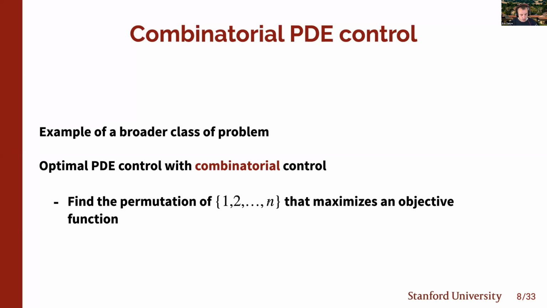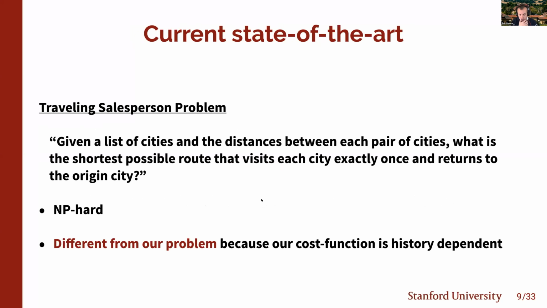So before moving on and explaining how we approach this problem, I want to mention a little bit the current state of the art, to set the stage. In terms of combinatorial optimization, which is the problem we're looking at, the classic technique is the traveling salesperson problem, where you have a list of cities, distances between cities, and you want to visit each city exactly once and find the shortest possible route.